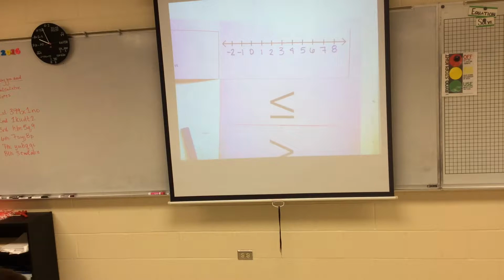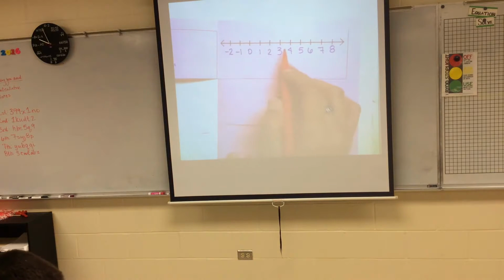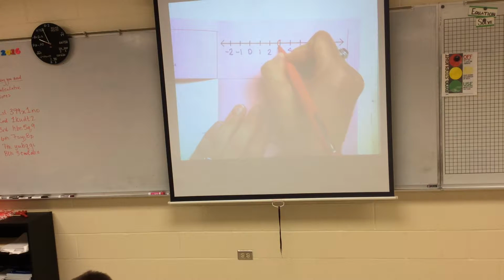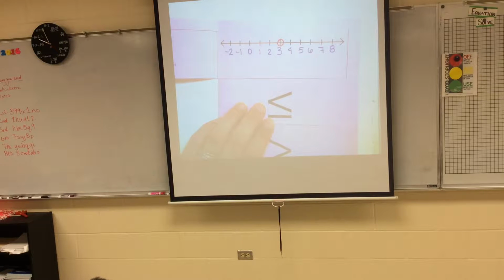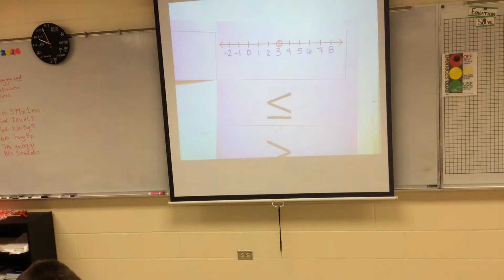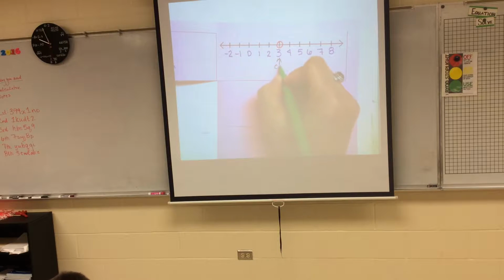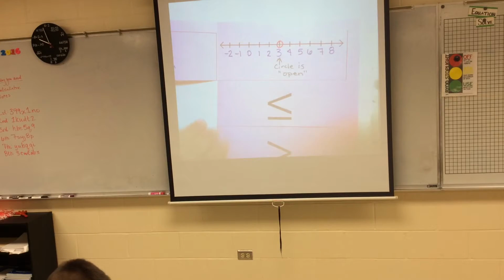All right, so my example was x is less than 3. So I'm going to go to 3. I'm going to draw a circle on the tick mark at 3. I'm going to make a note. I want that circle to be open. In the next example, we're going to talk about the difference between the open circle and the shaded circle. So I want an open circle. And then which way am I going to shade? If it's less than, which way is less than? To the left or to the right? To the left. So I'm going to shade everything to the left.